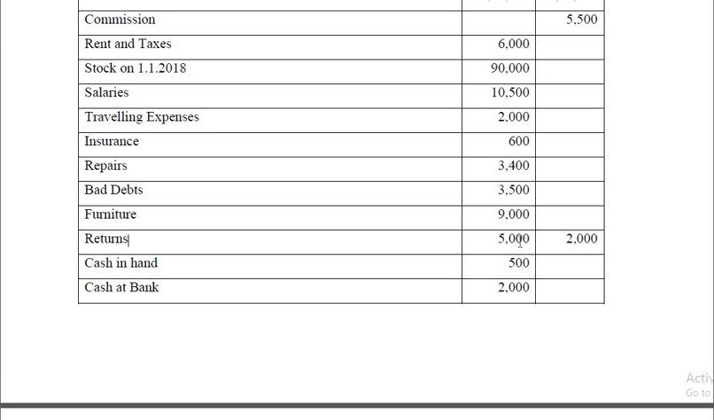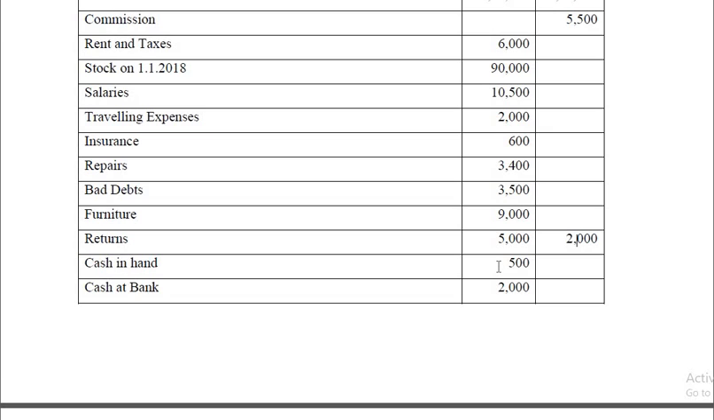Returns, yes. So 5,000 are sales returns. Sales is credit balance and sales returns are debit balance. Similarly, purchases are debit balance and purchase returns are credit balance. So this should be deducted from sales and this should be deducted from purchases.